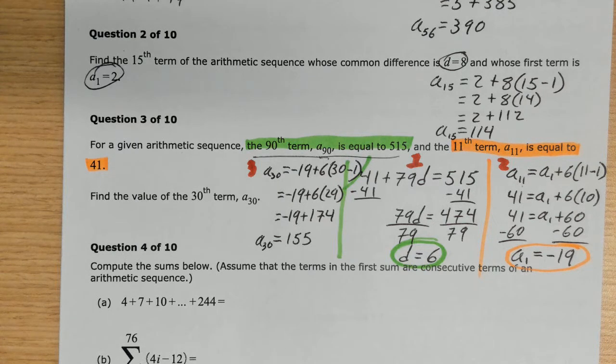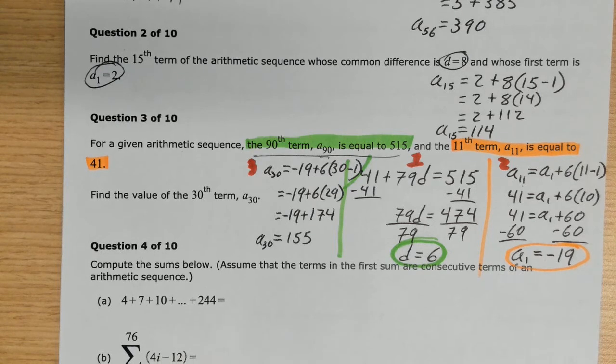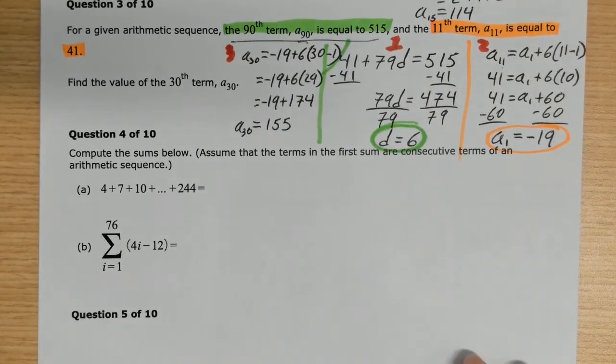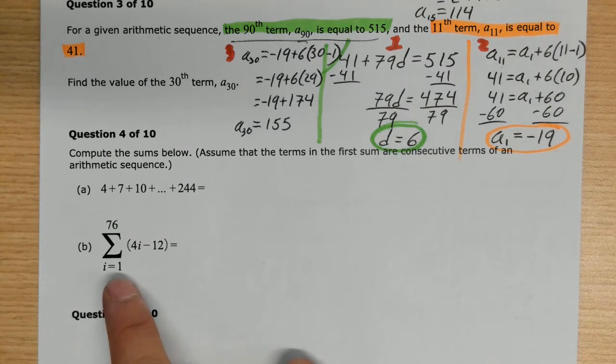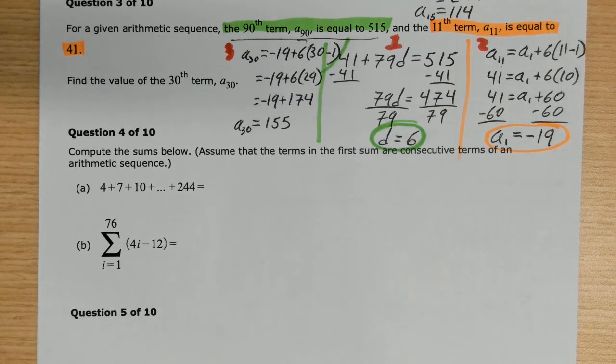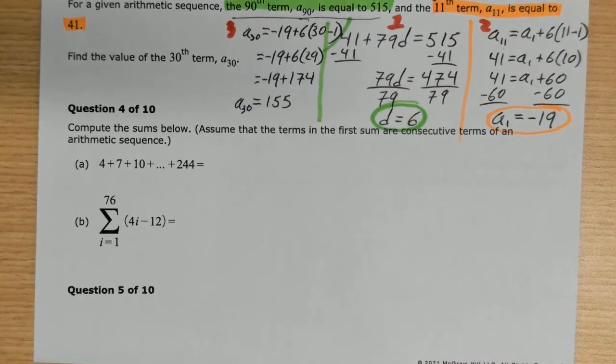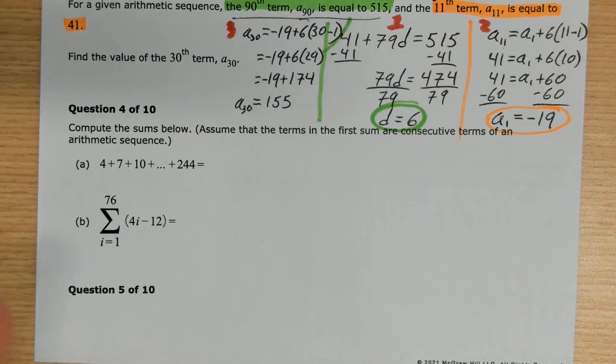Alright, ready for question number 4? Alright, question 4. You're looking at some symbology here that you might not recognize. I'll explain that. In this problem, actually part A is harder than part B. Check this out. By the way, in these problems I want to find the sum.